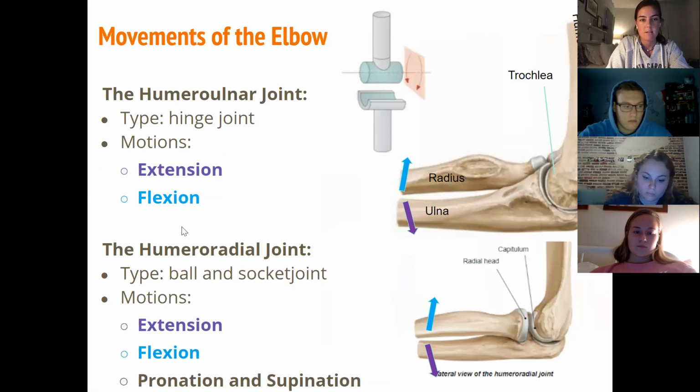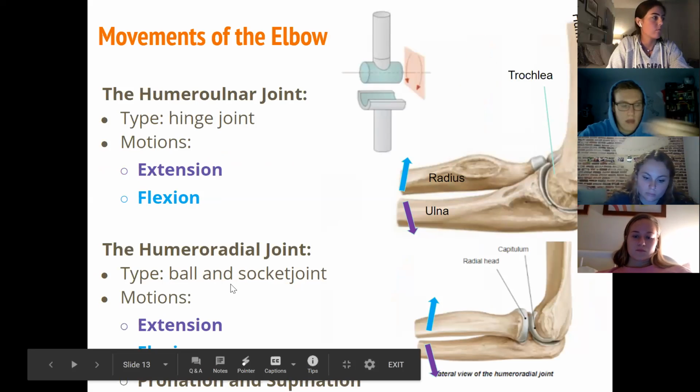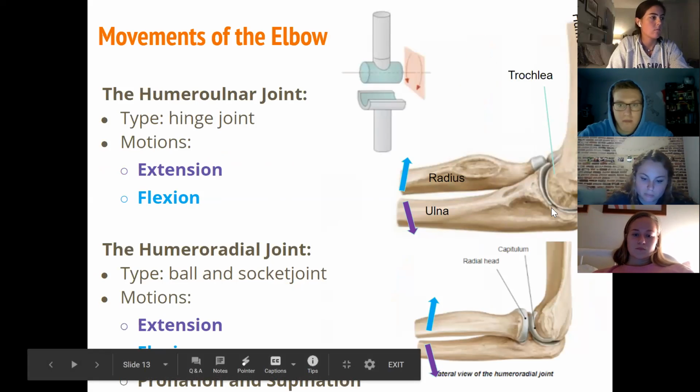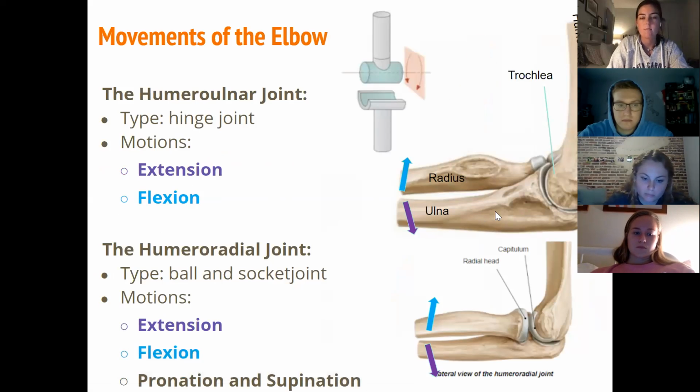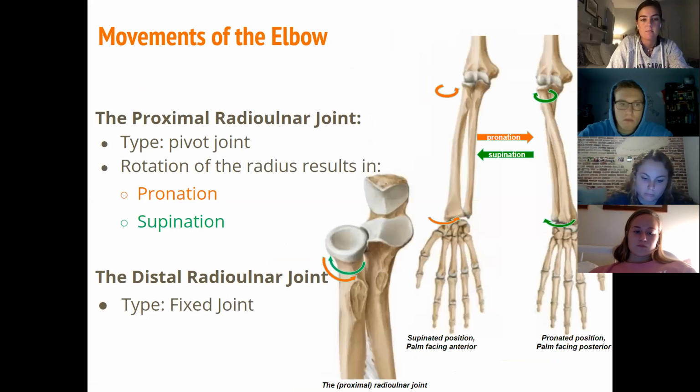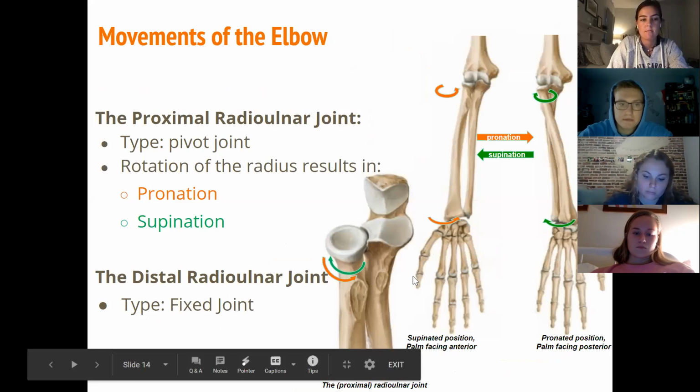So both of these do not do pronation and supination. Only the radial ulnar is contributing to that pronation and supination. And the reason for that is because the ulna stays in place. And it's a hinge joint, so it only has that one plane of motion. So it really stays in place, and its job in terms of contributing to the humeroradial joint is just to restrict the radius. It's going to stop that motion. Thank you for that question, Nicole. Did that answer? Yeah, thank you.